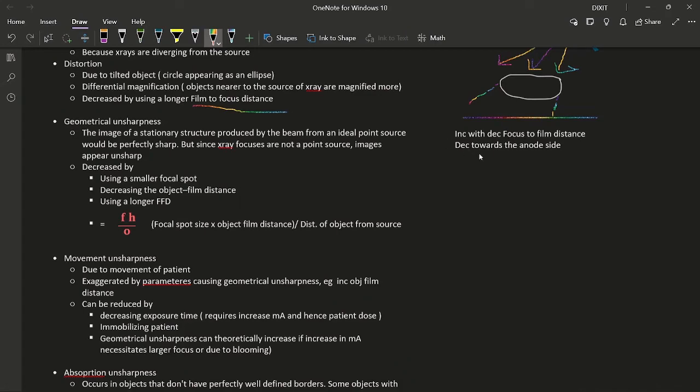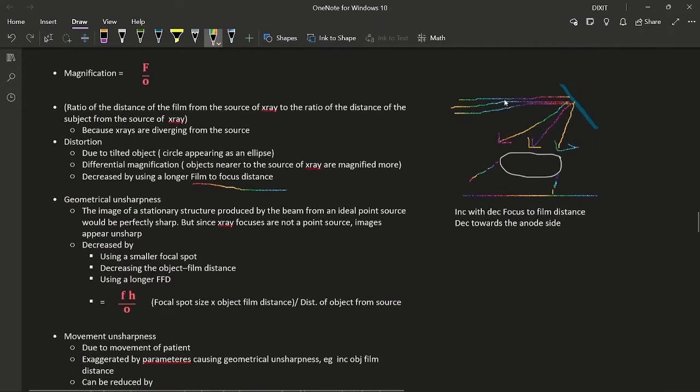And another thing is geometrical unsharpness decreases toward the anode side. So if you look at this picture, this will be the cathode side and this will be the anode side. Electrons are being produced, electrons are hitting the anode, X-rays are being produced. So towards the cathode side, that is this side, it will be a little bit more because this side of the image is a little bit magnified. So all the unsharpness will appear more prominent because this side is more magnified. So just keep these two points in mind, it is important and they might ask it.